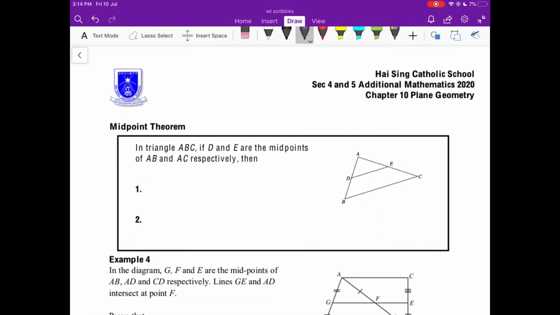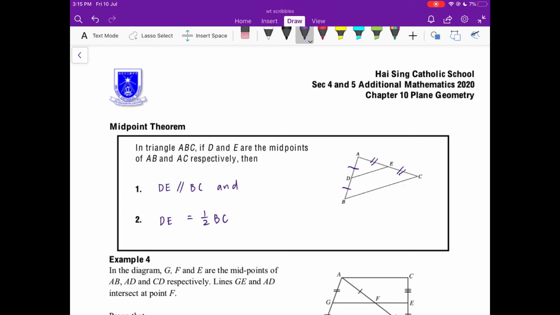For the midpoint theorem, we have this triangle, so we have A, B, C. If D and E are midpoints of AB and AC respectively, this tells us that this length and this length are the same. So what can we say when they are midpoints? We can say that DE is parallel to BC, and we can say that DE is half of BC.